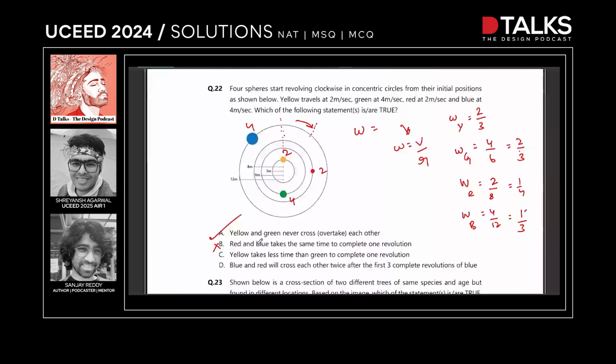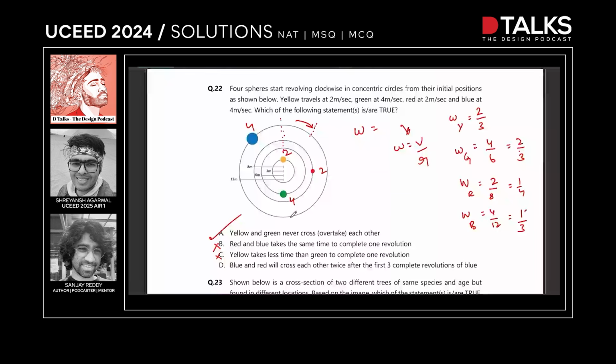C. Yellow takes less time than green to complete one revolution. That is also wrong because yellow and green have the same angular velocity. So only A. Then blue and red will cross each other twice after the first three complete revolutions of blue.